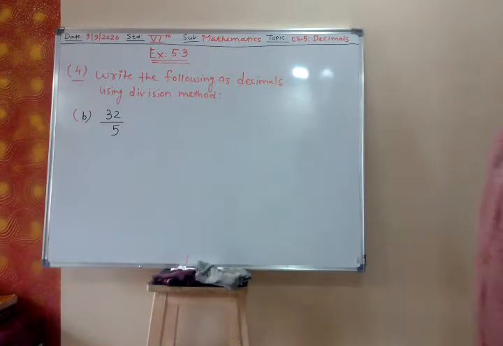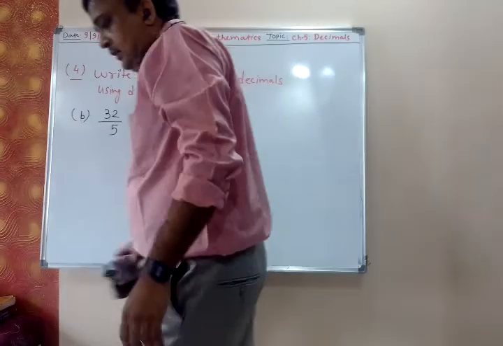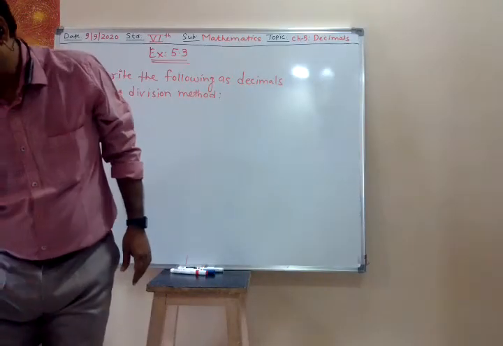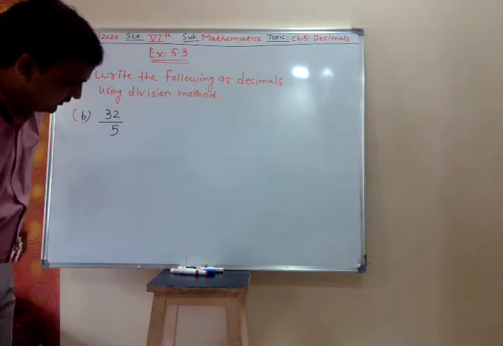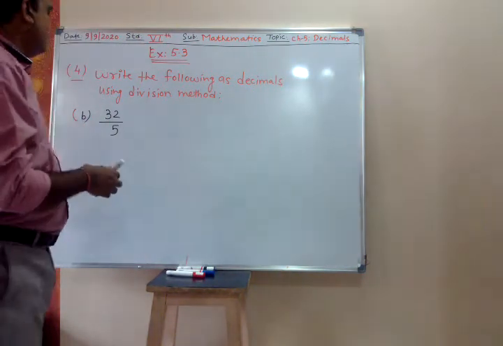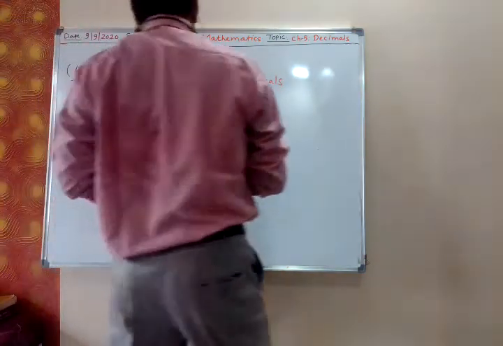32 upon 5. Yes. Now how will we solve this? No, we have to start. How long can we wait? 32 upon 5. So let us divide 32 by 5.